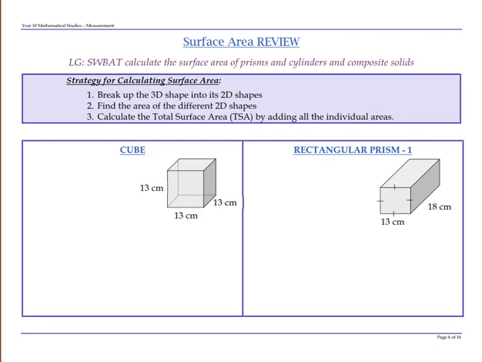Number one, break up the 3D shape into its 2D shapes. Okay, so what shapes is the solid made up of? Two, find the area of each of the 2D shapes. And then you'll calculate the total surface area by adding up all the individual areas.